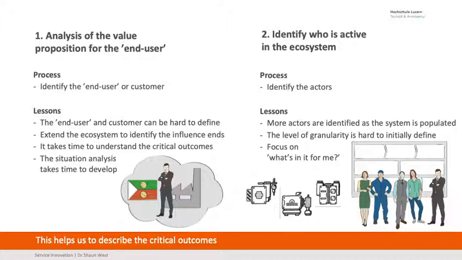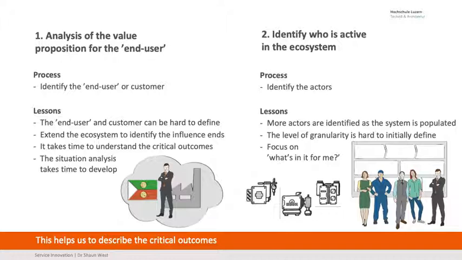It takes time to develop. It may take you 2, 3, 4, 5 attempts to actually get this written down and sketched out in a very simple way. Then identify the actors. Who's active? Now, it's an iterative process. You won't get all the actors the first time you do it. Some of the actors are machines. Some of the actors are people. So think how to pull it all together.